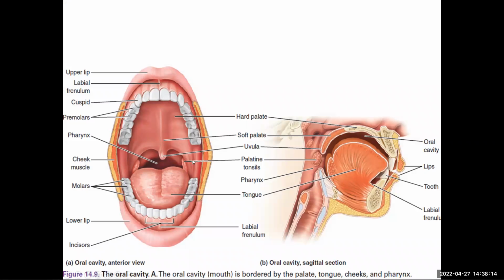So here we see them, the premolars, there's the cuspids here, right? And these are your molars all the way to the back itself. The incisors are the ones which are very important for tearing, right? So these are your incisors here.